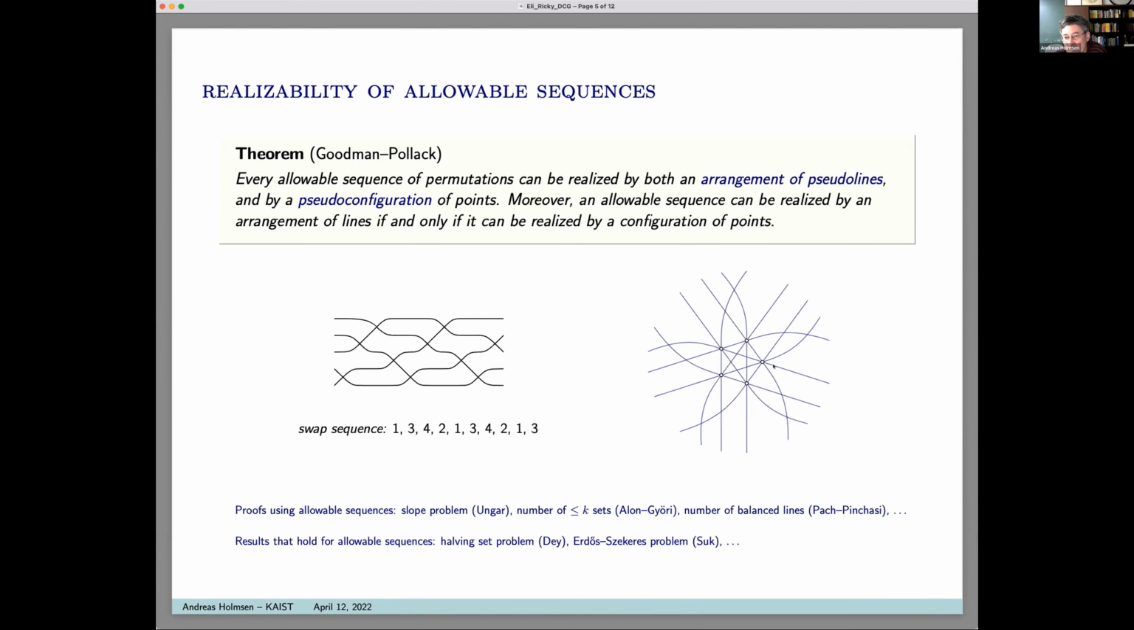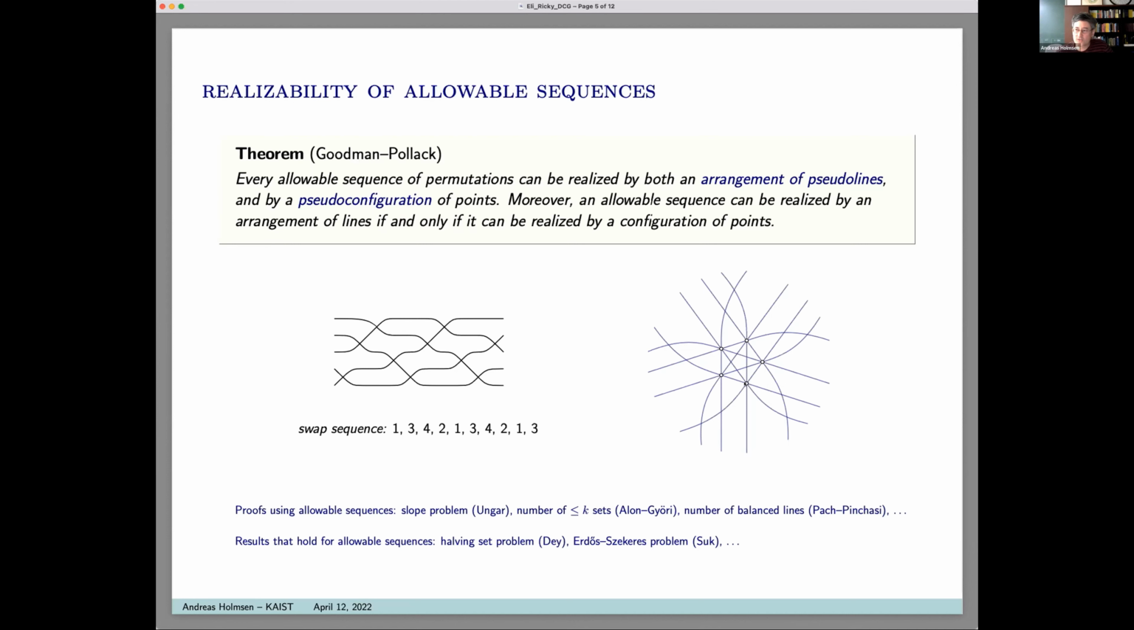And you see, I cannot realize this by real points in the plane. I need to connect the points by a pseudoline arrangement. And that's why we call it a pseudo configuration. This was one of their first discoveries, a configuration called the bad pentagon, and this is the smallest non-realizable allowable sequence.